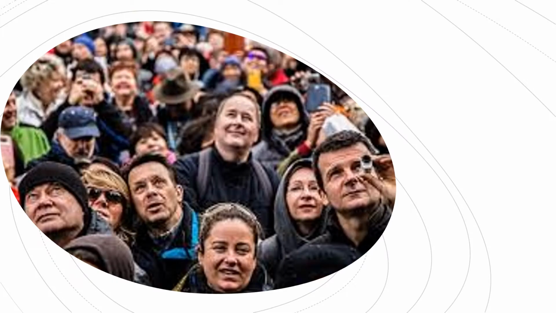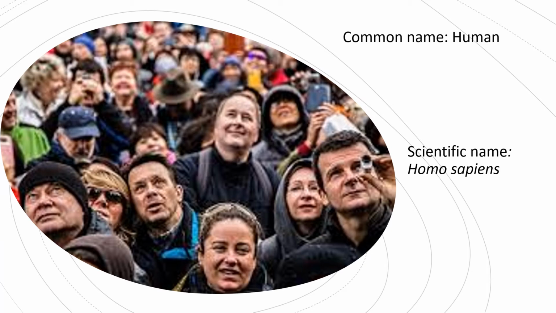What about this animal? What do we call them? Well, their common name is human. And do you know the scientific name for the animal that is human? Yeah, you probably know this one. It's Homo sapiens. So remember, no matter where you go in the world, you can speak that scientific name to a scientist and they'll know exactly what you're talking about, no matter what language they speak.